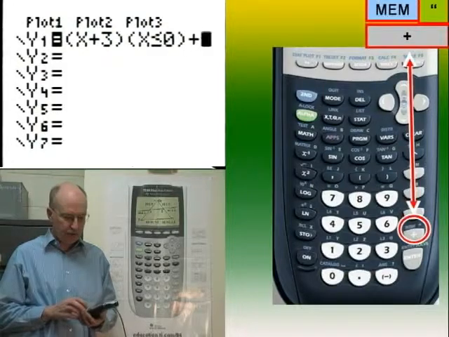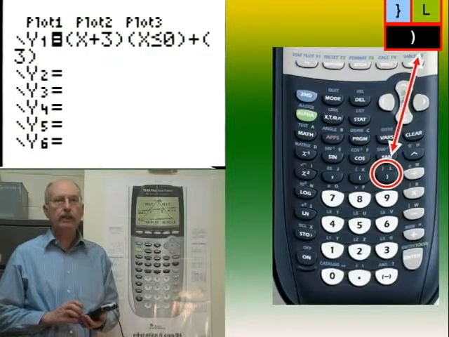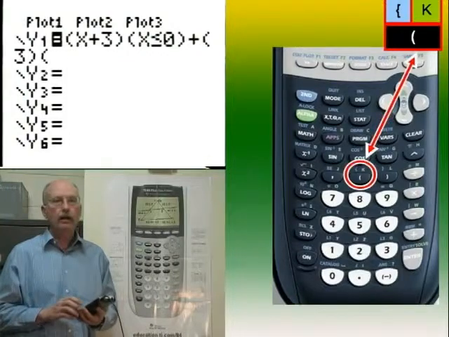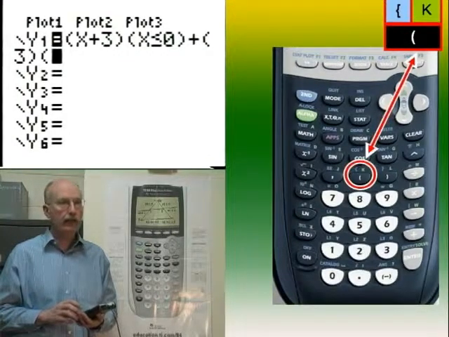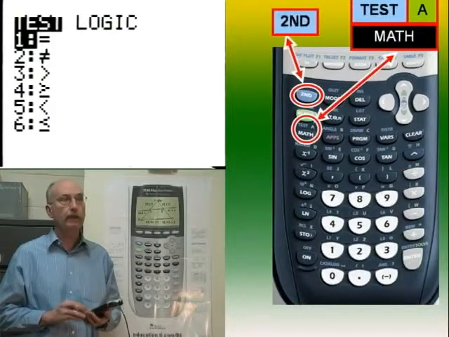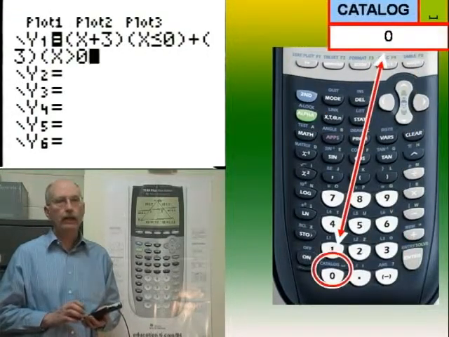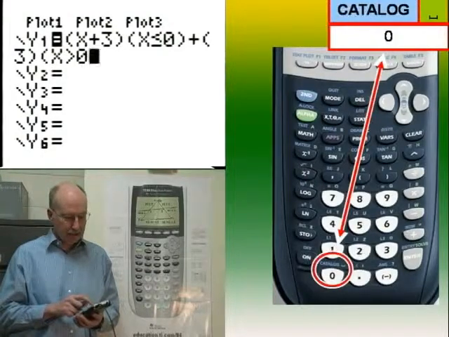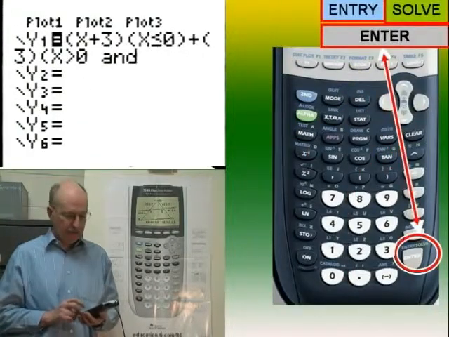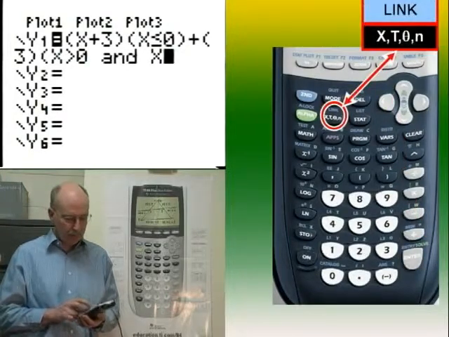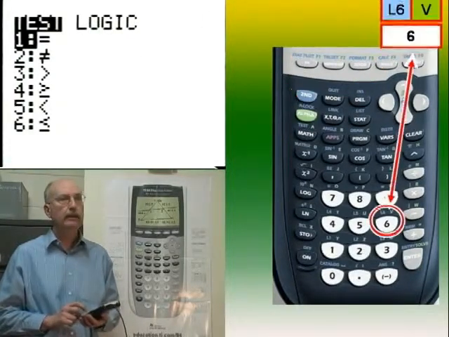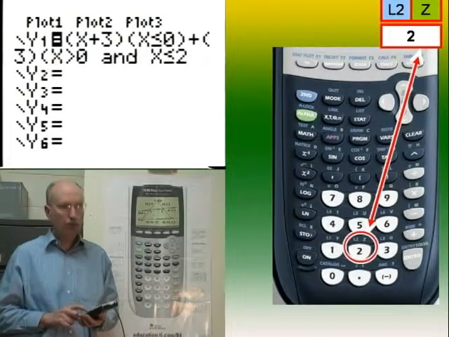So we're going to put in parentheses, 3, parentheses, and we're going to put in the condition, parentheses, and we have to split this into two different conditions now. The first one is x is greater than 0: X,T,theta,n, second test, greater than is number 3, and we'll hit the 0. Okay, and then we're going to go back to the test, second test, over to the logic menu, and we want "and". Then X,T,theta,n is less than or equal to, second test, less than or equal to is number 6, and 2 is the final portion of that test with a closing parentheses.